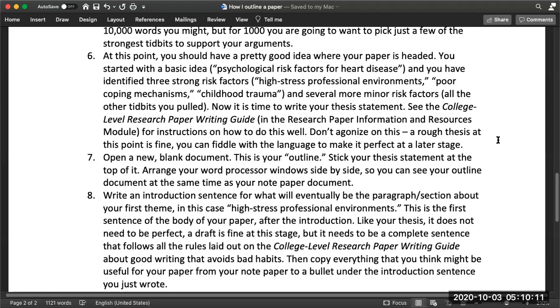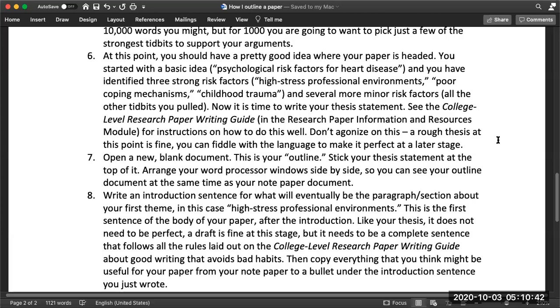So go and look at your college level research paper writing guide about how to do a good thesis, but I don't want you to agonize about it at the moment. It's just a draft. This is not the moment to make your thesis look as perfect as possible, because it very well might change while you're working on the rest of your outline. So don't stress too much. Just get an idea down. As you move forward, you're going to change it.